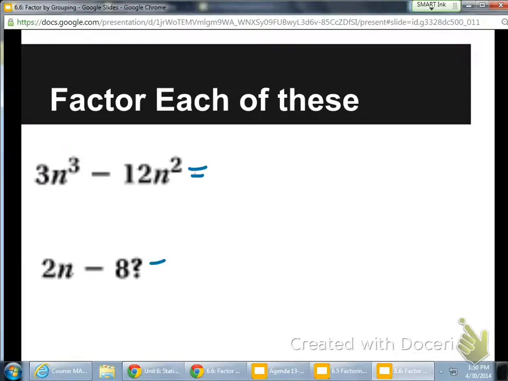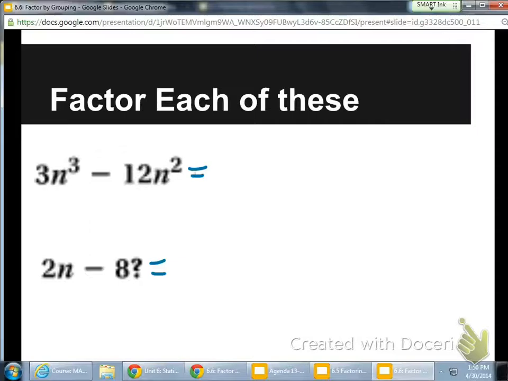So in this case it'd be 3, 3n squared. Is that right? Except you copied the problem wrong. It's 3n cubed minus 12n squared, not 12n cubed, which would change your answer. You're on the right track.